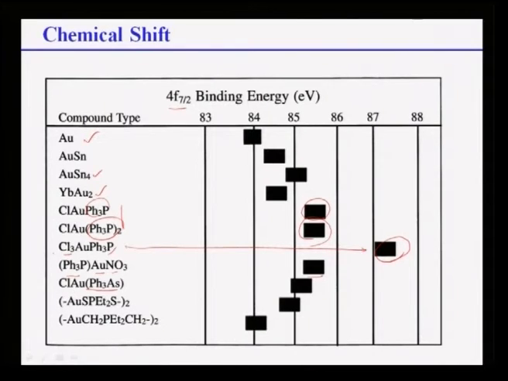Chlorophosphine, 3As arsenic decreases. Similarly, iron complex compounds also change. So that means the 4F7/2 binding energies can be used as a marker to determine what kind of gold compounds are prepared or present in the sample, that is very clear. One can actually use this technique to measure even oxide thickness, it is possible.